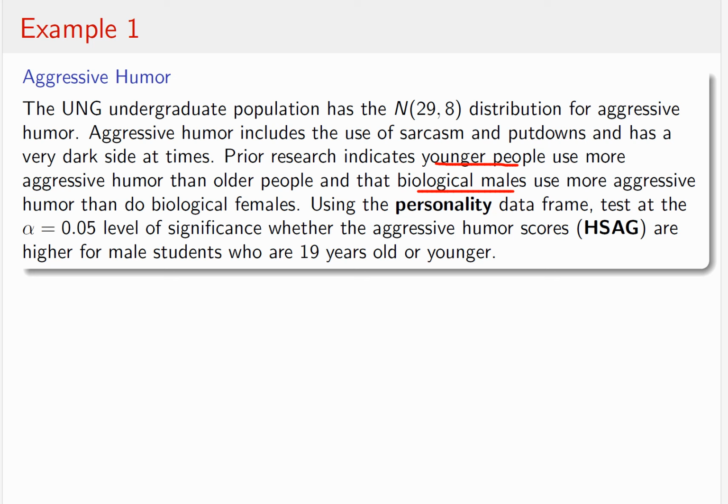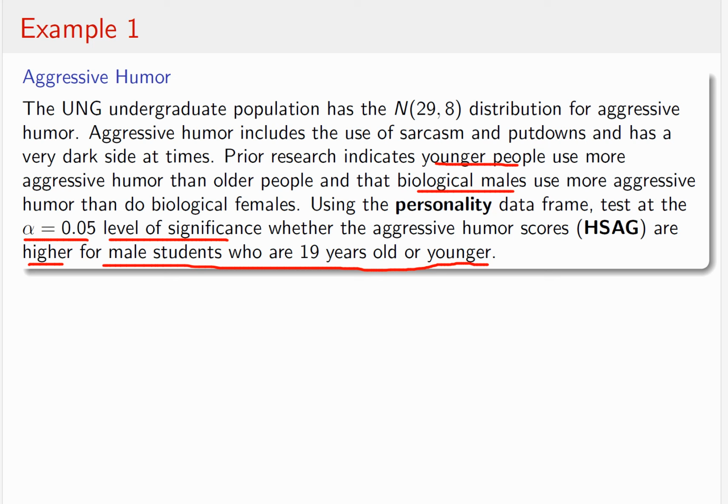Okay, so what are we doing? In our personality data frame, we're going to test, and it gives us the significance level of alpha equals 0.05. That is the traditional, the standard alpha is 0.05. And we're going to test whether the aggressive humor scores are higher for these young male students who are 19 years old or younger. Okay, so this makes sense.